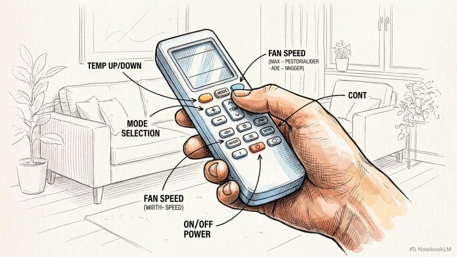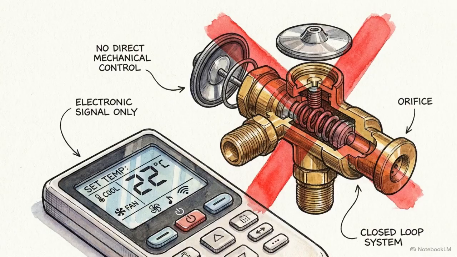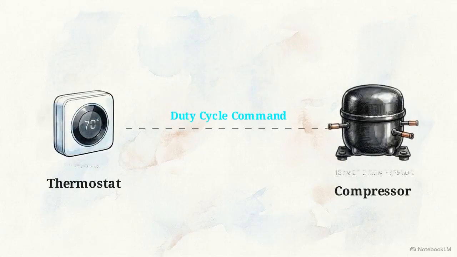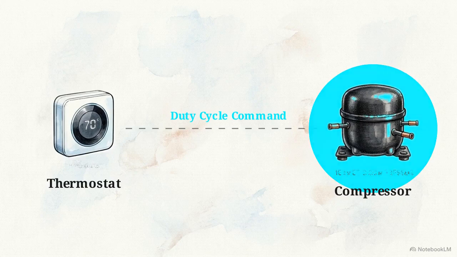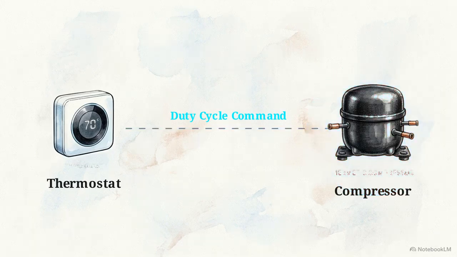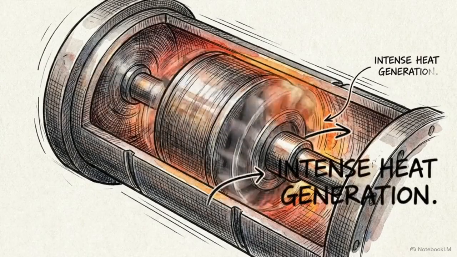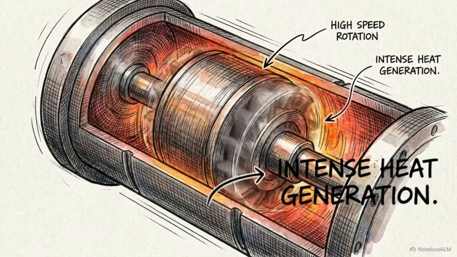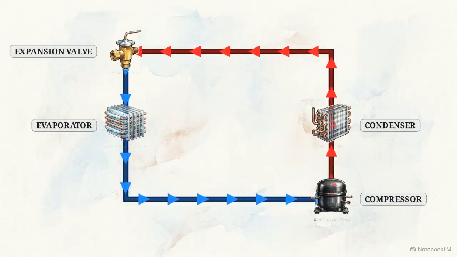This brings up an important clarification about how you actually interact with the system. When you adjust your remote or wall thermostat, you are not controlling the thermal expansion valve. You aren't directly setting the physical temperature of the refrigerant either. The thermostat only communicates with the compressor, dictating its duty cycle, specifically how fast and how long the compressor runs. If you set a lower temperature on your thermostat, you are simply commanding the compressor to work continuously at high speed, pushing a massive volume of R32 through the loop to extract more heat.